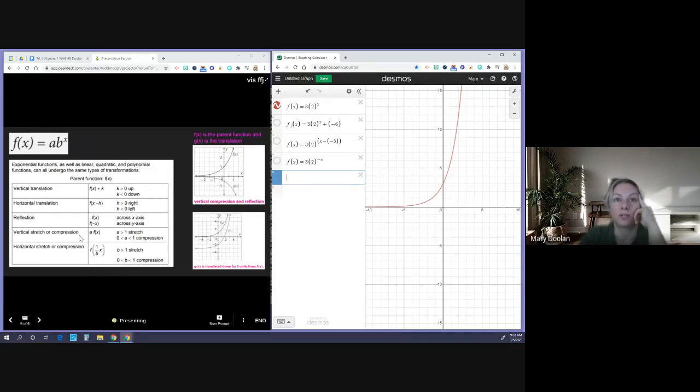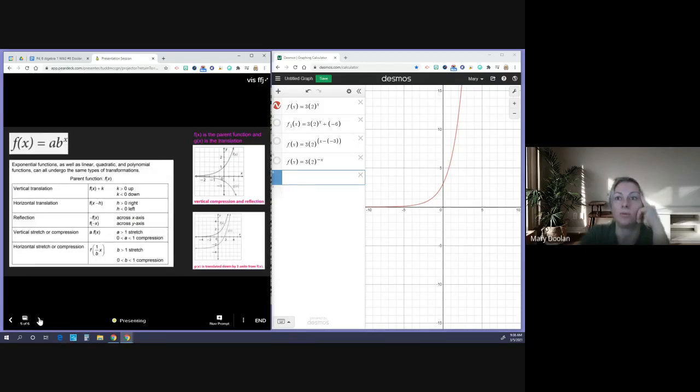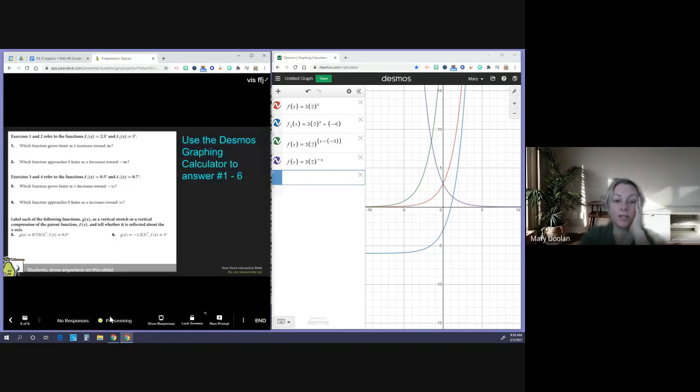We have vertical stretches and compressions and horizontal stretches and compressions. Okay, so we kind of saw these ones already back here on this page. So I'm not going to keep doing this with you. All right, but there are some pictures here, some examples. You can open up Desmos and play around and look at what these different things do to any function that you start with. It'll change it in a certain way, and these basic rules follow through with linear, quadratic, polynomial functions also. All right, we are on the last slide here.